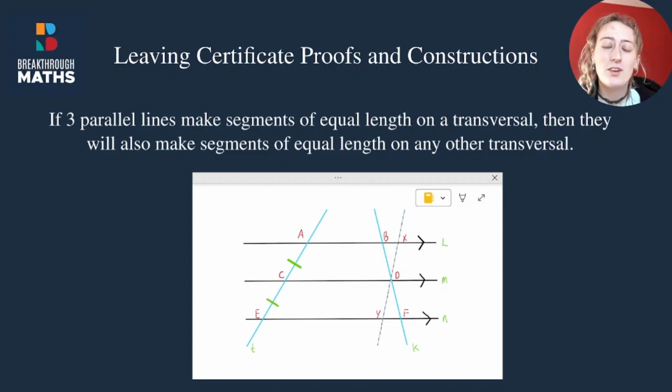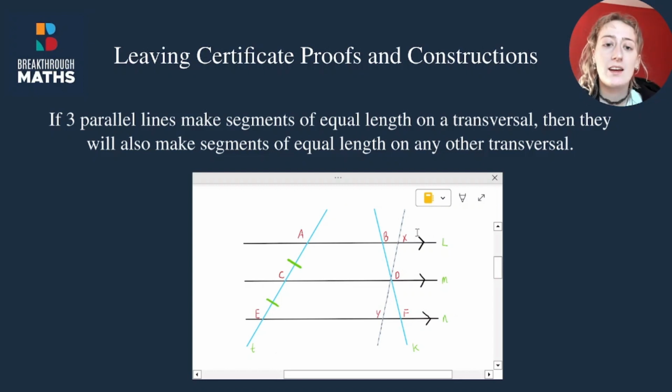Okay, first of all, a transversal is any line that transverses or crosses another line. So if you have a look here at a diagram, these black lines here are three parallel lines, and our blue lines cross our three parallel lines, therefore those are the transversals.